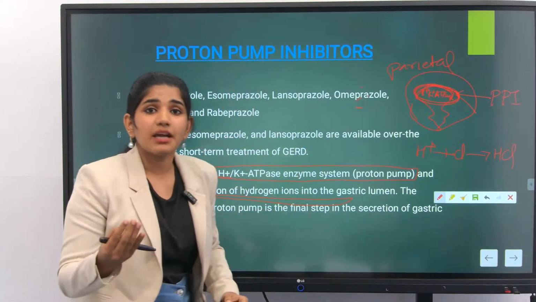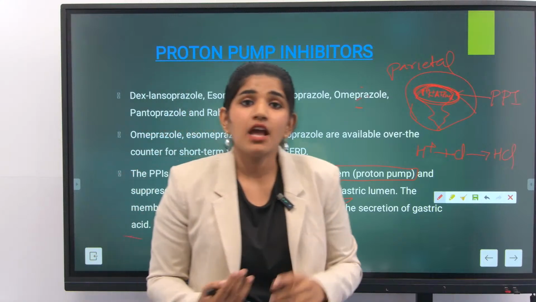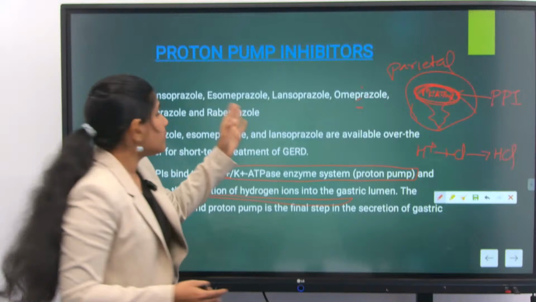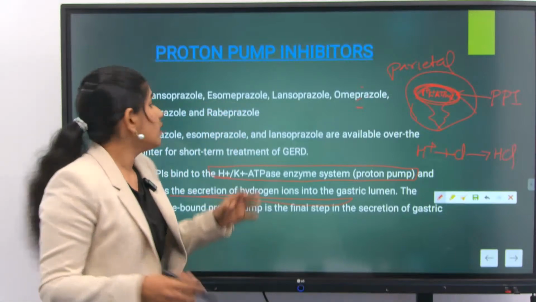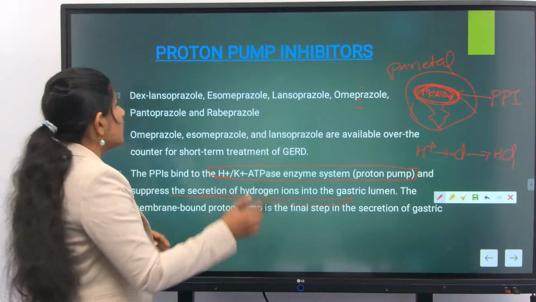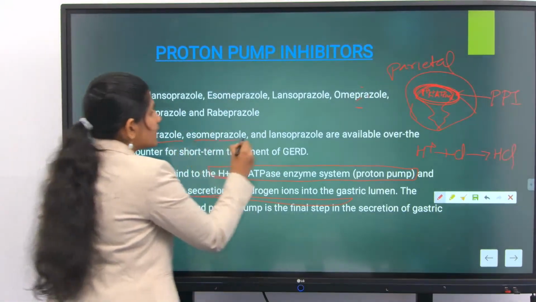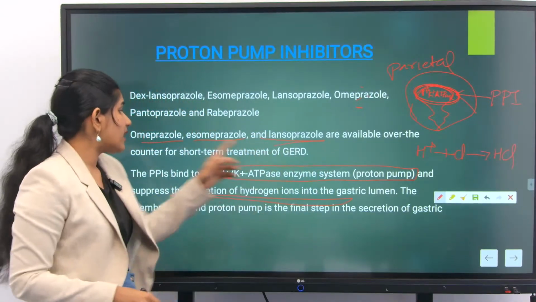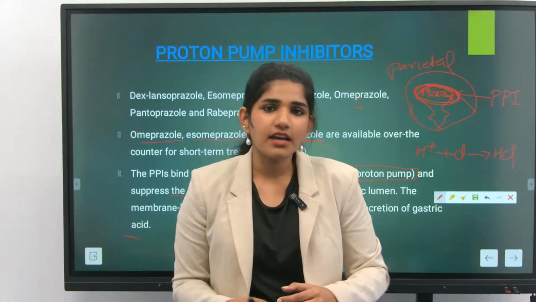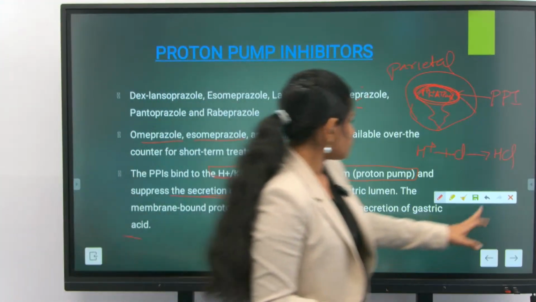What are the examples coming under the proton pump inhibitors? Omeprazole, lansoprazole, dexlansoprazole, pantoprazole, rabeprazole. All the prazoles come under the proton pump inhibitors. Of these, the OTC drugs are omeprazole, esomeprazole, and lansoprazole. They are available over the counter for short-term treatment of GERD conditions. We can give these as OTC drugs. Okay.